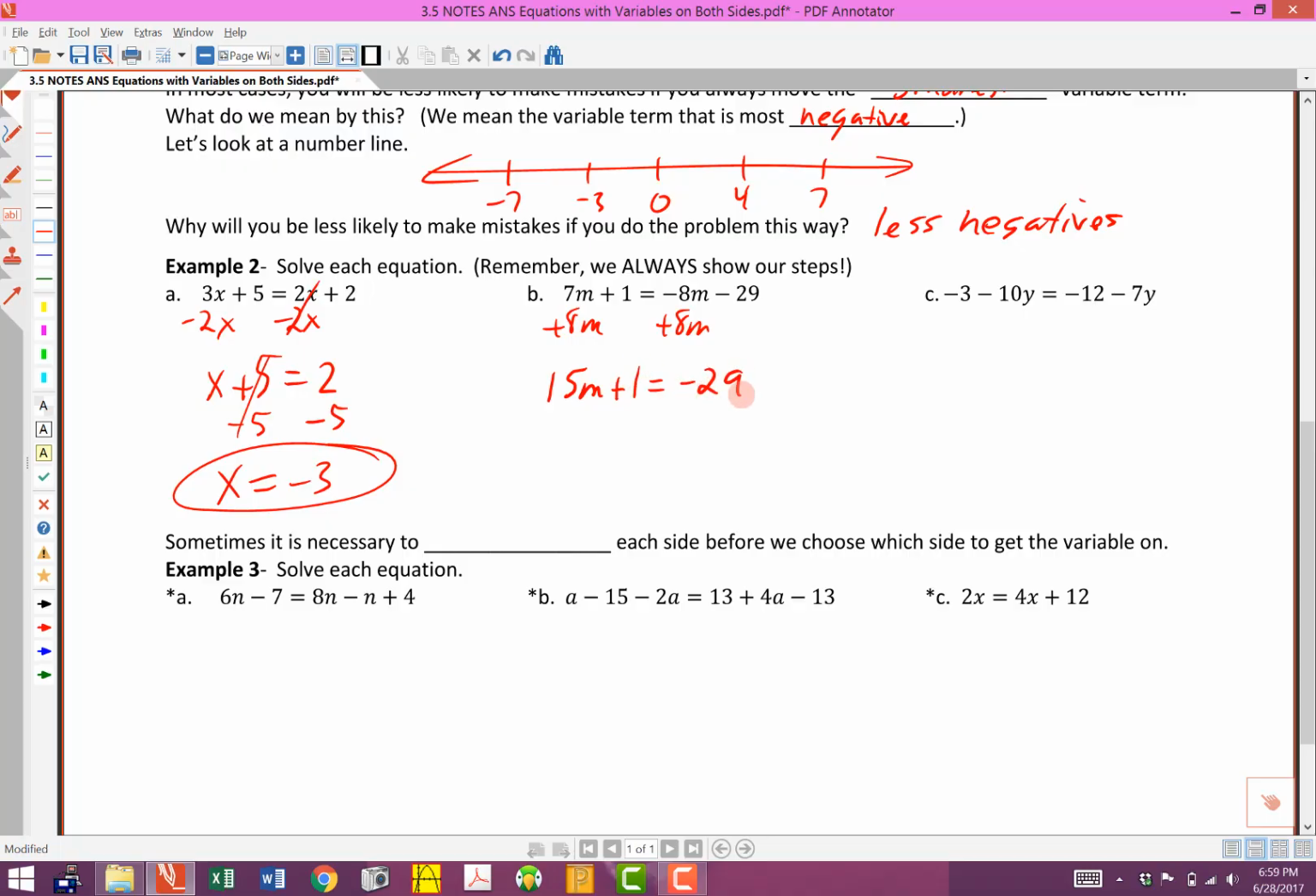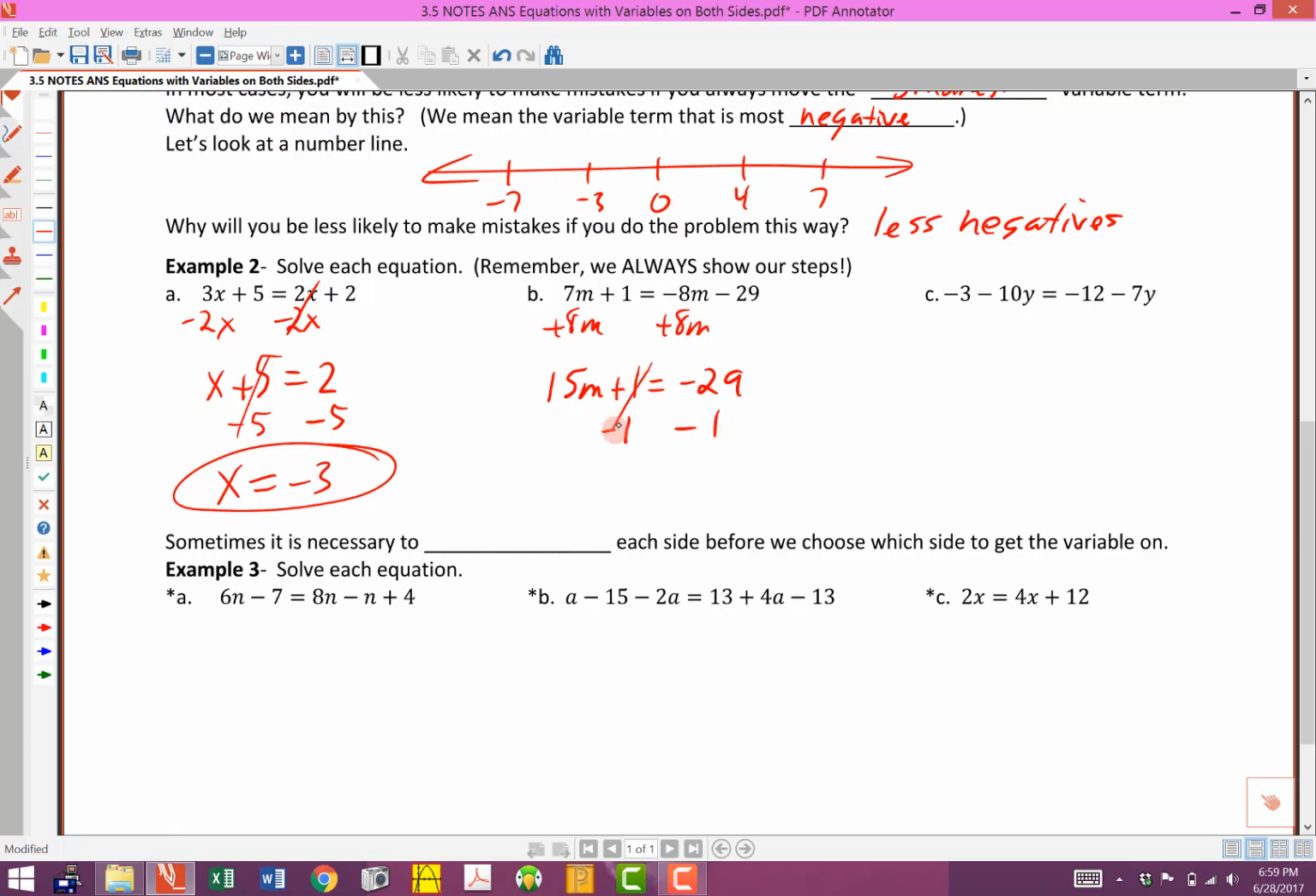Now I'm going to pause right here and think what would happen if we had moved the 7m. We would have subtracted 7m from both sides, and that would have made a negative 15m over here. Again, no problem with that, but it would be negative, and we tend to make more mistakes with that. So let's finish this up.